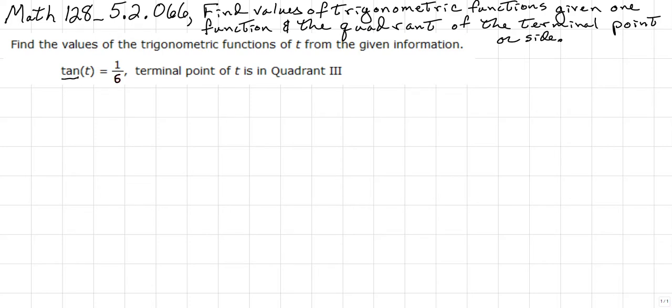They're going to be the sine of t, cosine of t, the cotangent of t, the secant of t, and the cosecant of t.